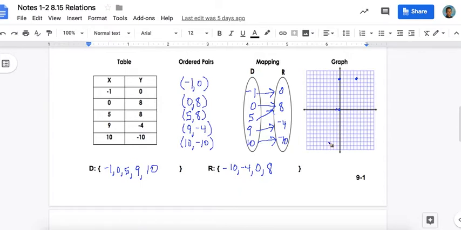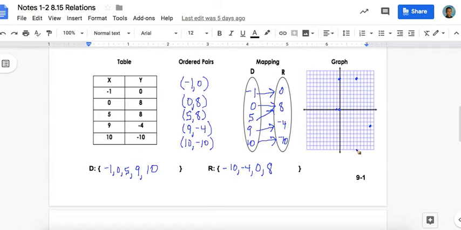Okay. And then 9, -4. Well, I already went out over to 5 here, so I can start there and go 6, 7, 8, 9. And now I'm going to have to go -4, so down 4. 1, 2, 3, 4, right there.